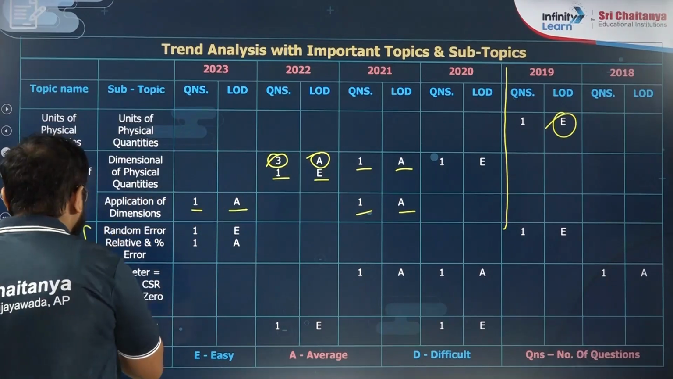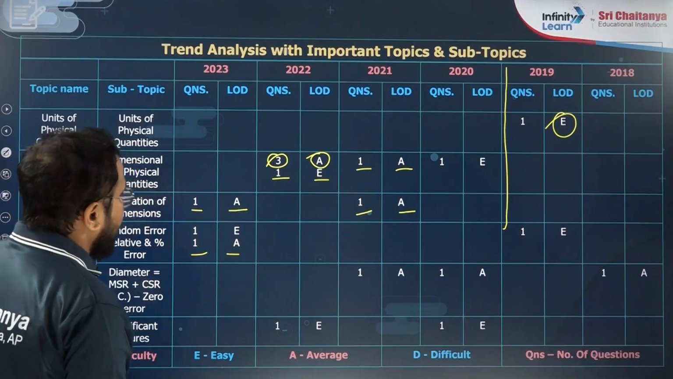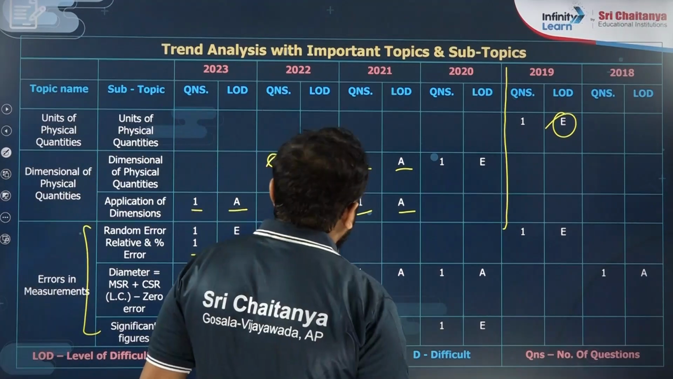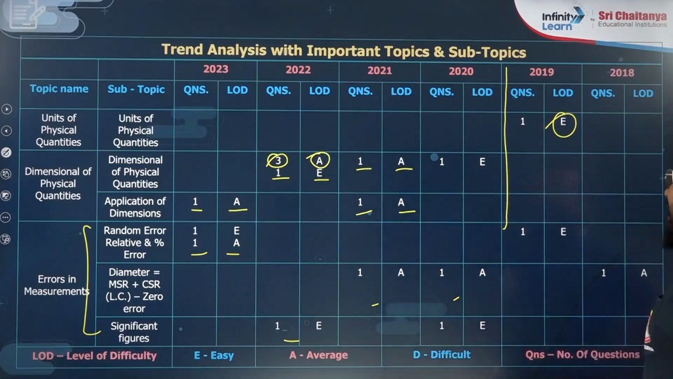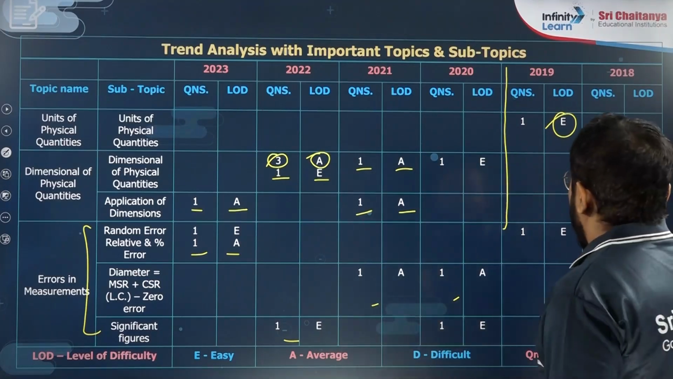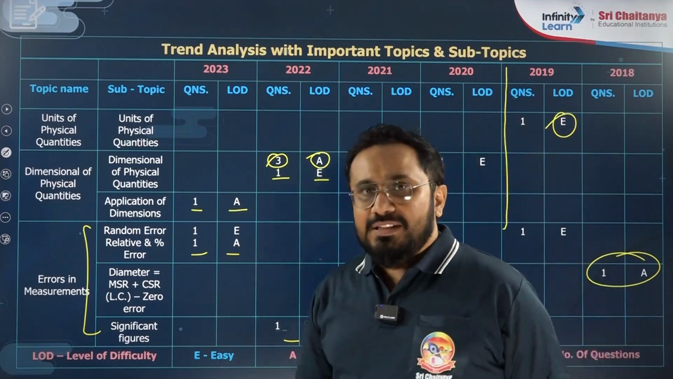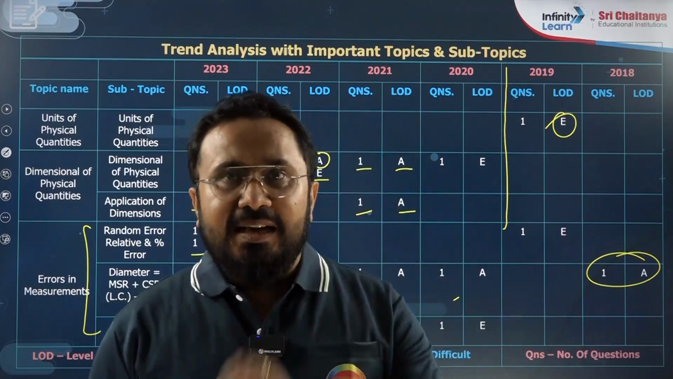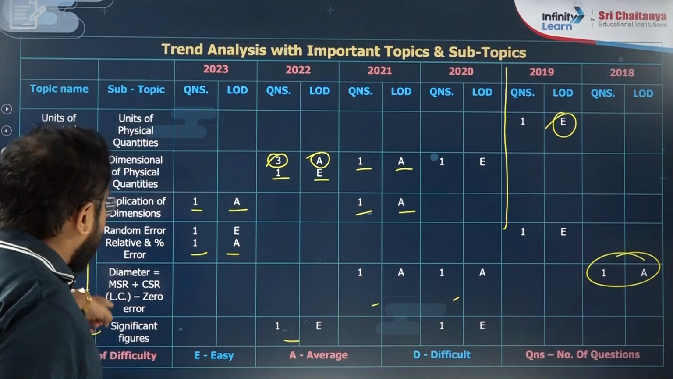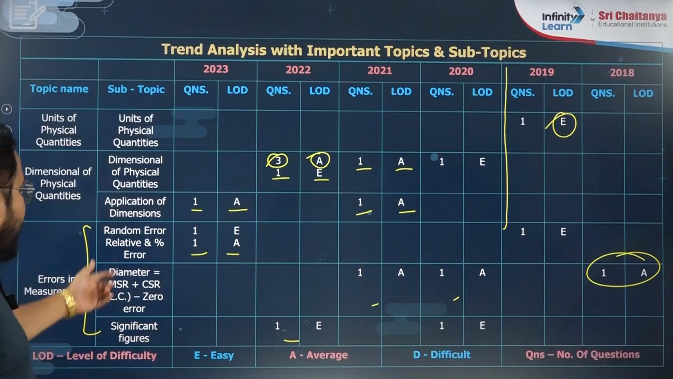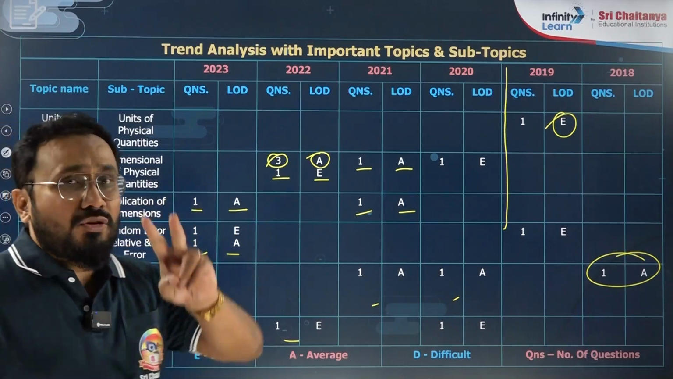Random error. Now see the error concept. They have given 1 question in 2023, 1 question in 22, 1 question in 21 and 1 question in 20. So you can see the trend of the last 4 years, and if you neglect 19, then again in 18. So in the last 6 years, they have asked 5 times a question on error analysis. If you do error analysis along with significant figures, screw gauge and vernier caliper, your 1 question is fixed. If you do dimension analysis, at least your 2 questions will be fixed.